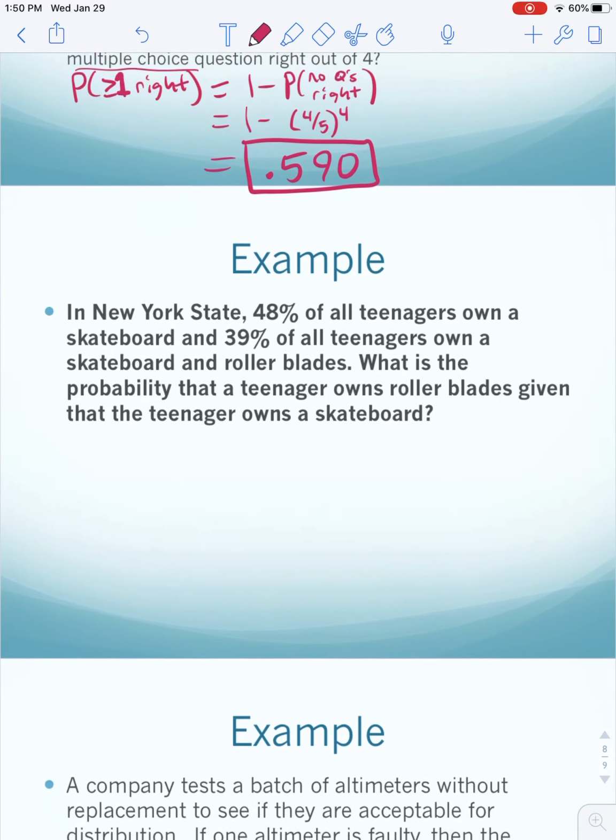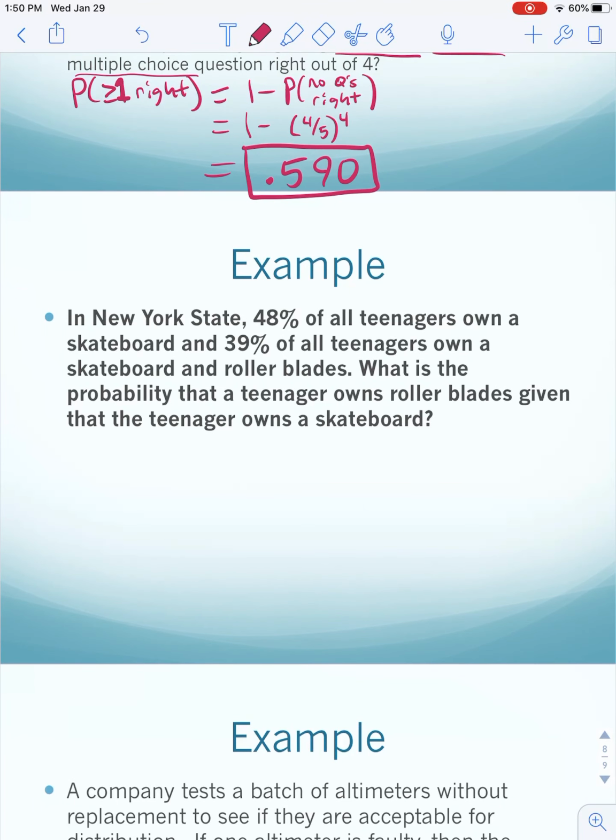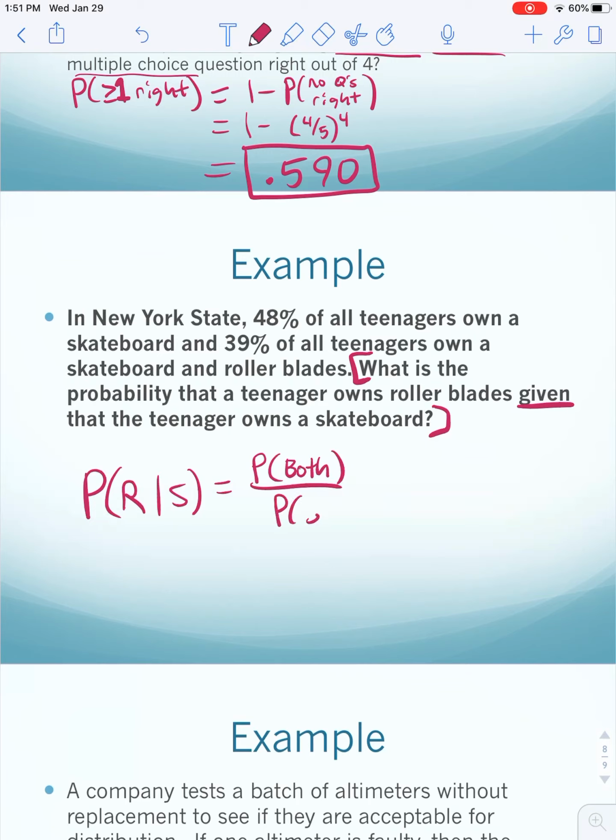Just a couple more examples. Again, it helps to just skip to the question. What is the probability that a teenager owns rollerblades given that they own a skateboard? So the probability of rollerblades given that they own a skateboard. Well, the formula says probability of both divided by the probability of the given skateboard.